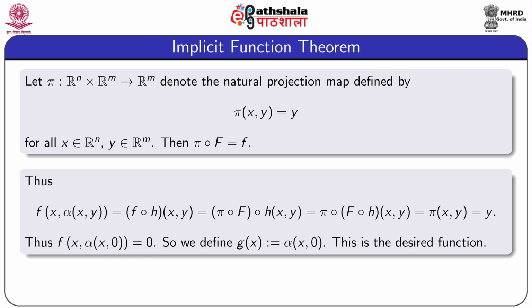It is obvious that pi composed with capital F is small f. Thus, small f(x, alpha(x, y)) equals f composed with h of (x, y). This equals pi composed with F composed with h of (x, y). So, this is pi of (x, y), and it is nothing but y. Thus, f(x, alpha(x, 0)) is 0. So, we can define g(x) as alpha(x, 0). This is the desired function.